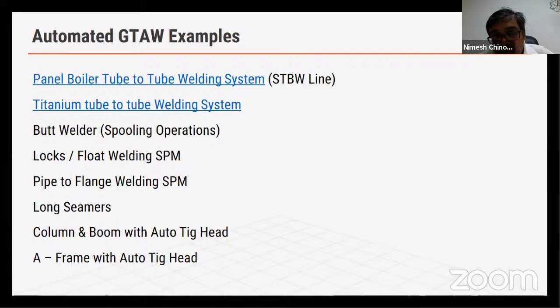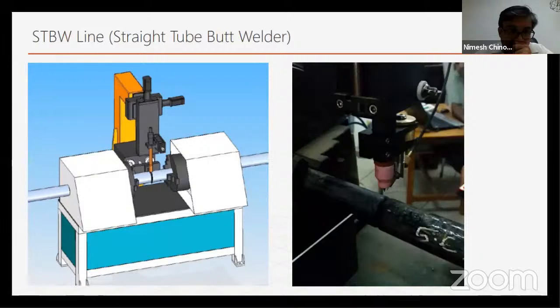You have butt welders, which are used for spooling operations for pipe to flange, pipe to elbow, reducers, floats, logs, smaller parts to be welded, low thickness, pipe to flange welding, long seamers, column boom with auto TIG heads, and A-frame with auto TIG heads. Now, this is a typical tube to tube welding, straight tube welding line.